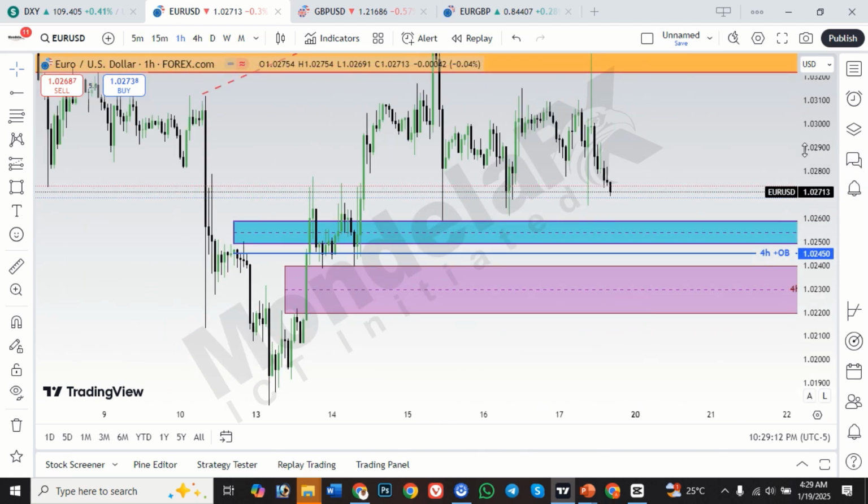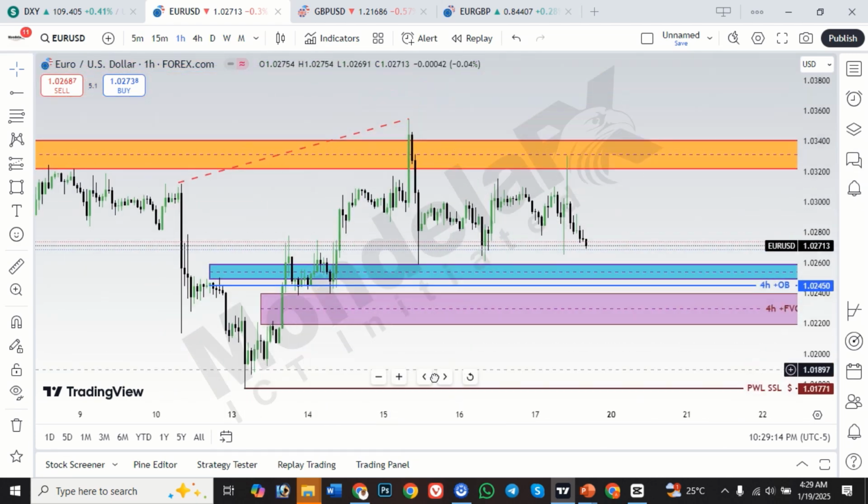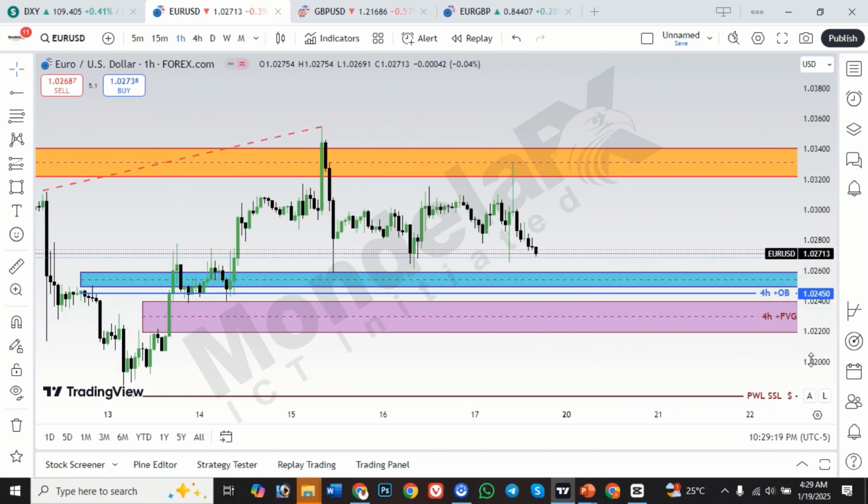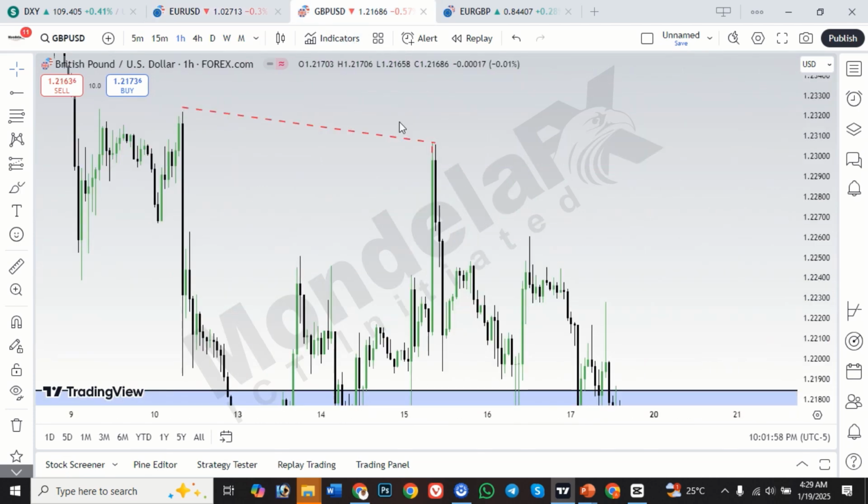Our bias for the week is bearish here. So all the analysis I just explained to you, anything you don't understand, go back and hear it again. Then GU, let's go to GU.